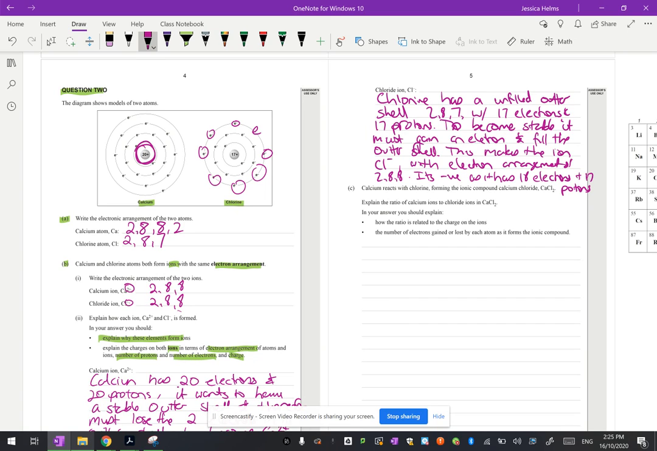Or if you've said something about the charge being based on the electron arrangement and the atomic structure in terms of its protons and electrons, you've sort of vaguely mentioned something like that, you can get an achieve for that too. Merit marks can come from explaining that calcium needs to lose 2 electrons and chloride needs to gain 1 electron for it to have a full outer shell and be stable. So both of those. So not just one or the other, you're talking about both.